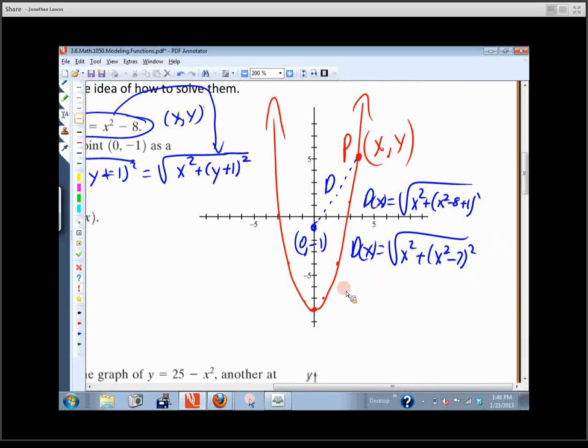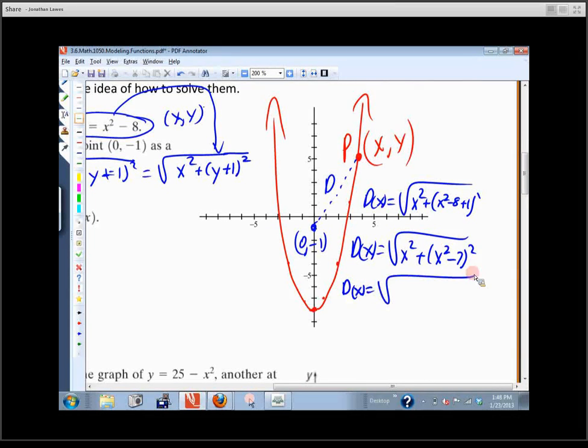So let's write it like this. This is going to be x squared. If I square that binomial, I'm going to get x to the 4th minus 14x squared and then plus 49. You with me? Right?